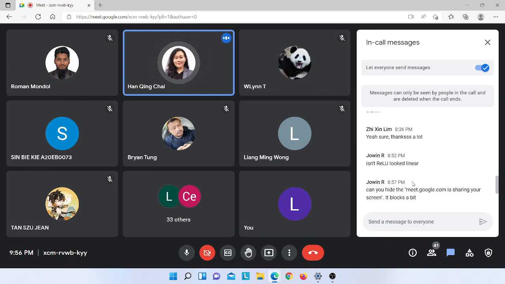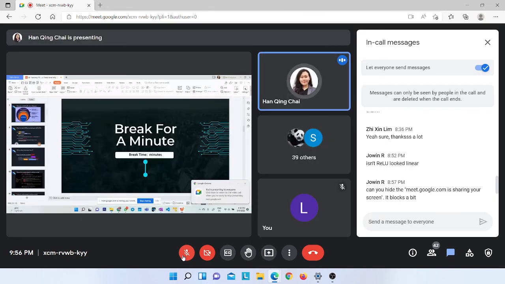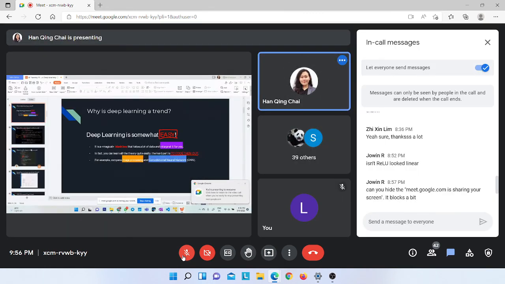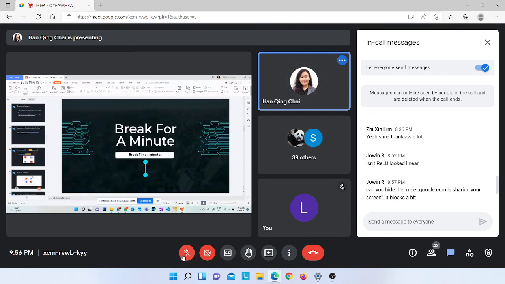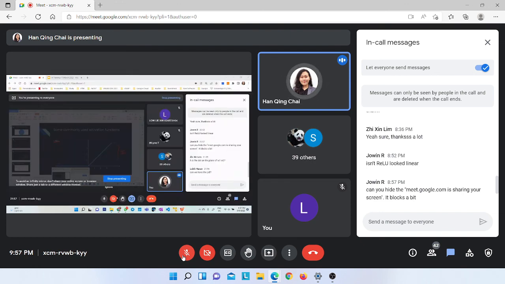Let me see. Actually, ReLU looks linear. Oh, actually, ReLU is not really linear. Okay, let me share my screen again. If we look at this thing called ReLU, one of the activation functions, it's actually not really linear because you see this part is flat. If linear is like this, a negative input gives a negative output. This one is not linear, it's more like a ramp function. So yeah, hope that answers your question, Zoe.